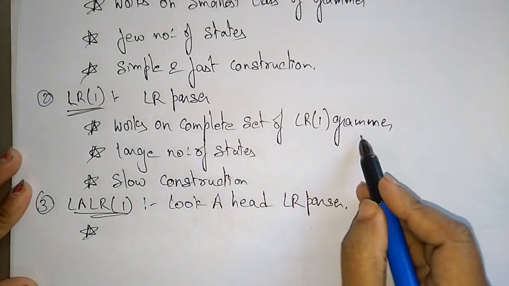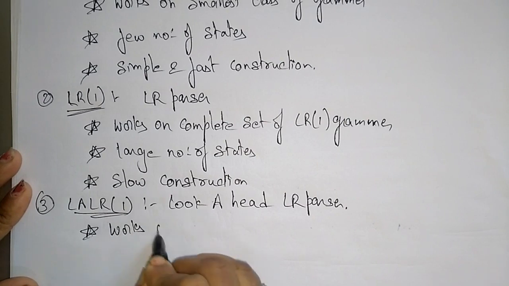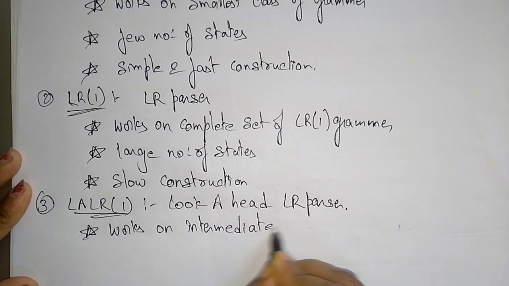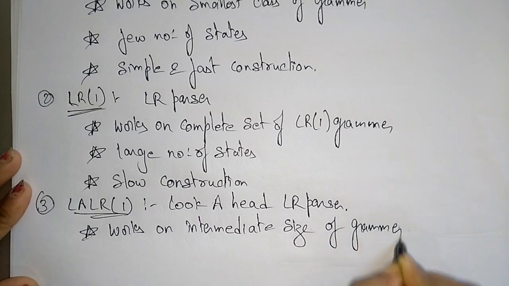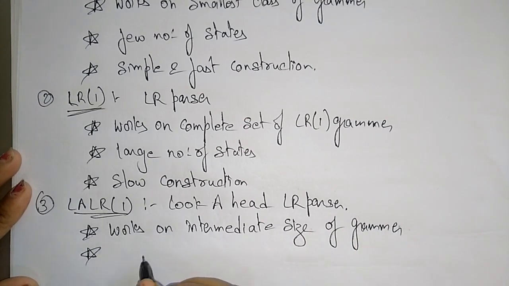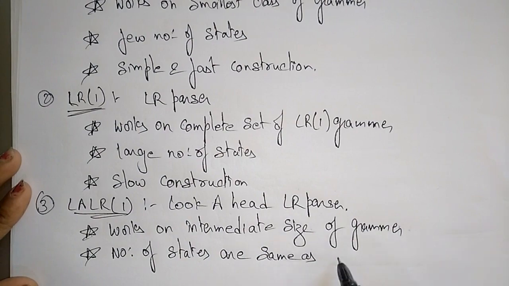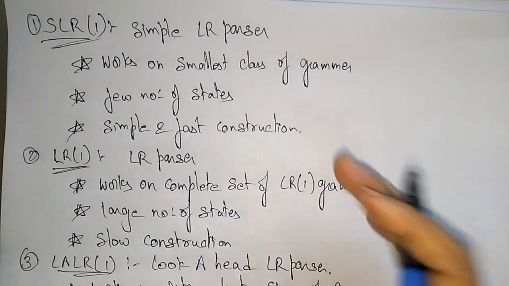Here LR works on the complete set of LR grammar, whereas LALR works on intermediate size of grammar. And the number of states are same as SLR. So then it is simple and fast to construct. Number of states are same as SLR1. So just remember these points and the features of SLR, LR and LALR.